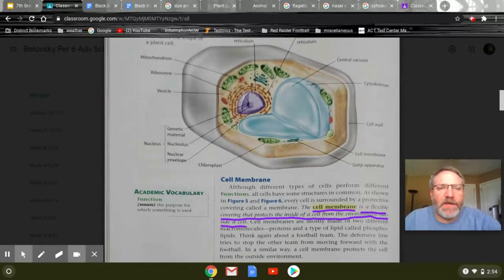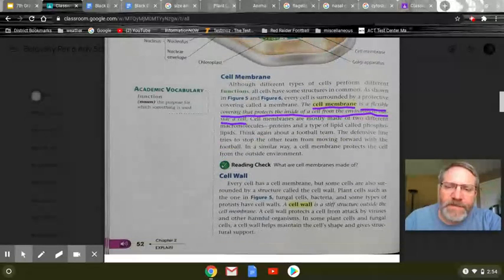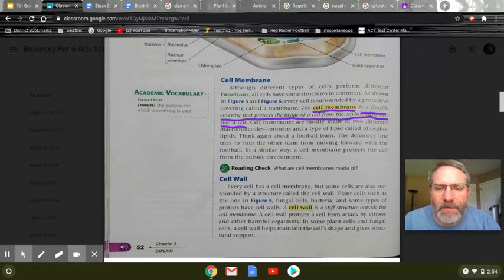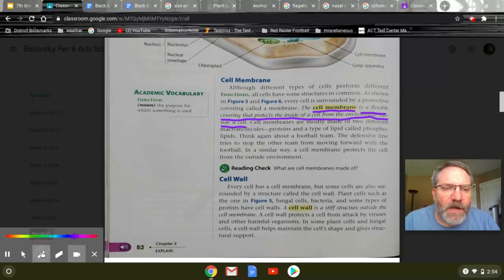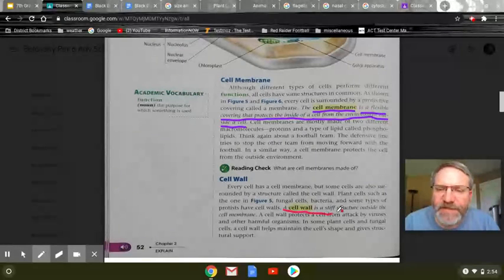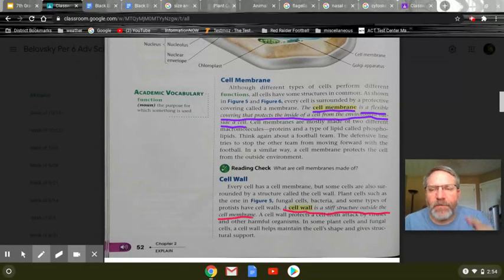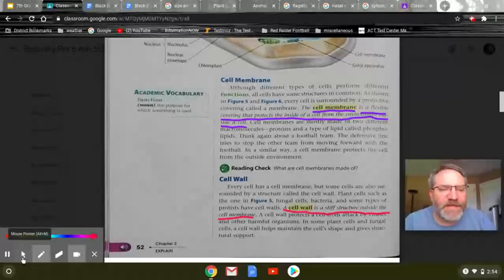All right, now the next word is down here towards the bottom, and it is cell wall. All right, so what is a cell wall? A cell wall is a stiff structure outside the cell membrane. A stiff structure outside the cell membrane. Hit pause. Okay, you've got that typed in now.